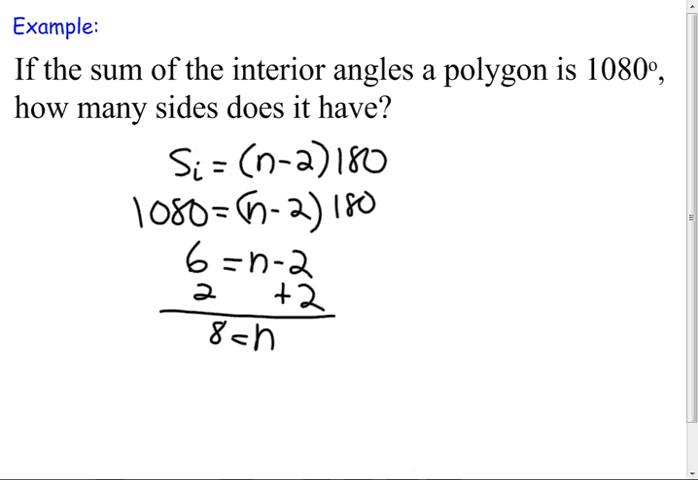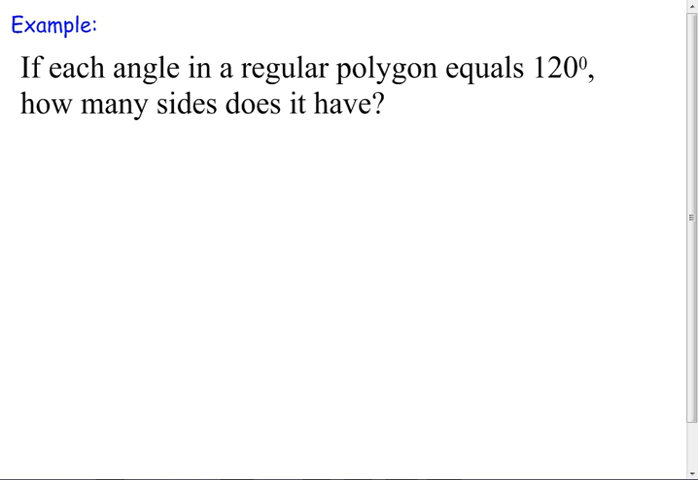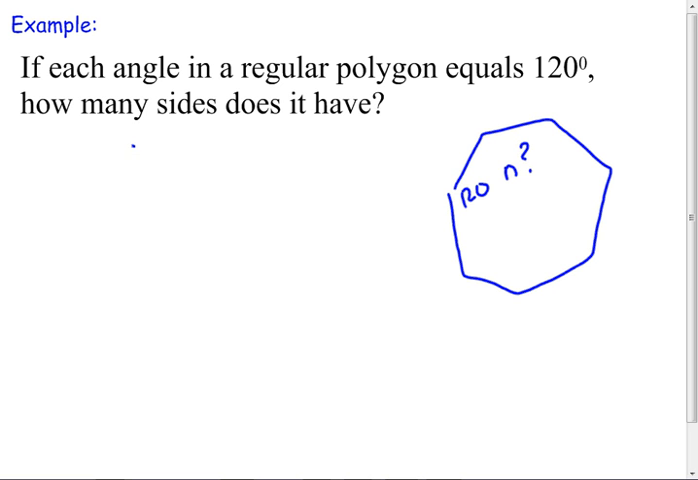Okay? This is the last one. If each angle in a regular polygon equals 120, how many sides does it have? Okay, so I'm just going to draw a regular polygon. I don't know what it is. And this is 120. And the question is, how many do I have? I don't know. So each angle equals 120. What's the sum of the interior angles? Well, you have 120 times how many sides there are, right?